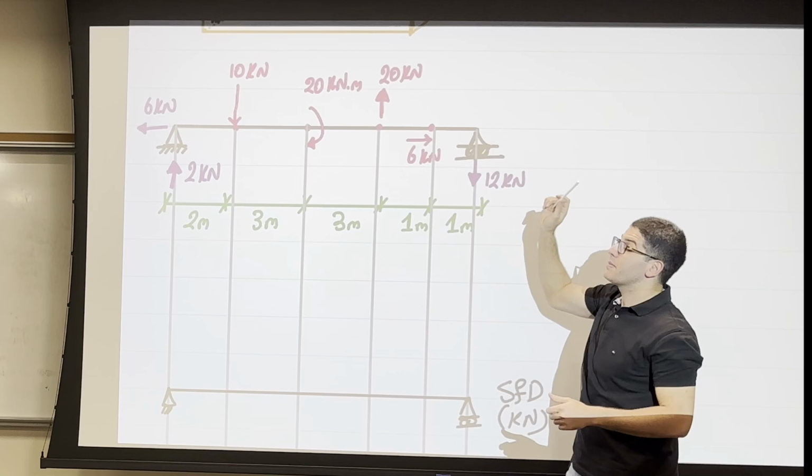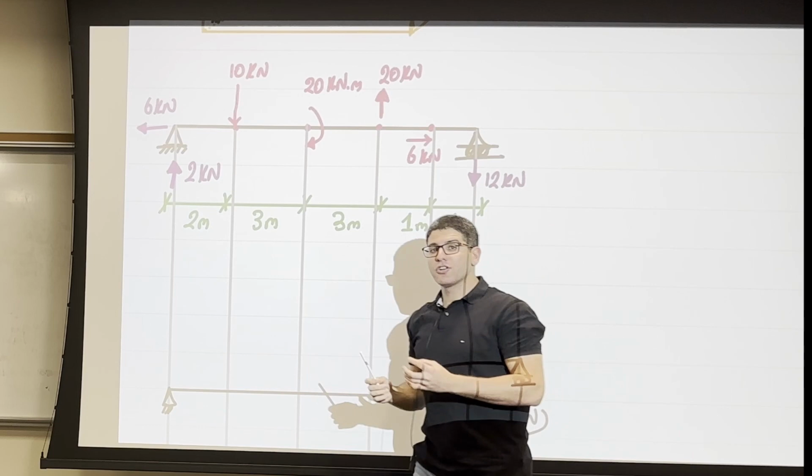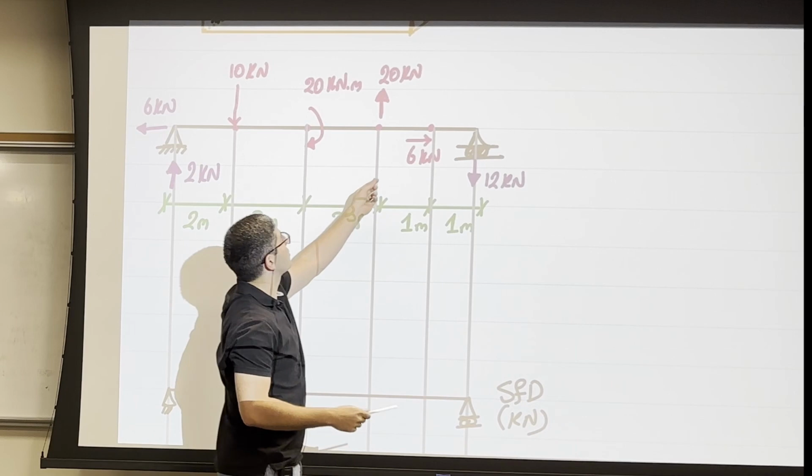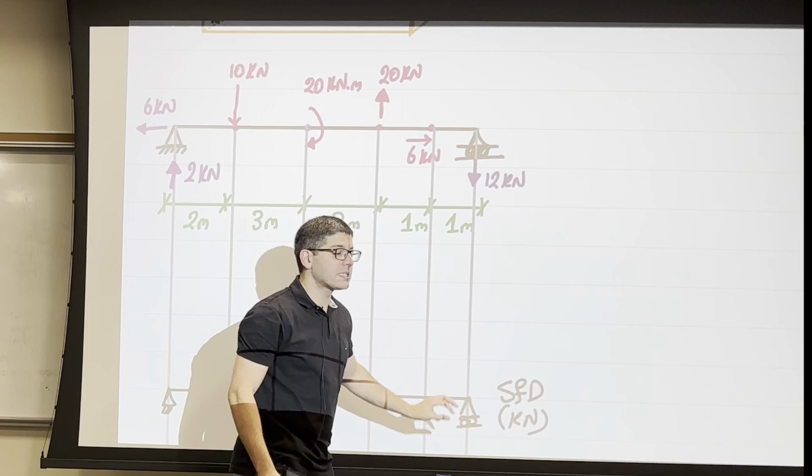I did something wrong. Also, at this point, the 6 kilonewton is not going to affect the shear diagram because, again, it's not a force that's parallel to the cross-section. This is the force that causes tension or compression. So this will only be in the axial force diagram. We don't have axial here, but I would put that in axial. This force and this moment will not affect the shear force diagram.